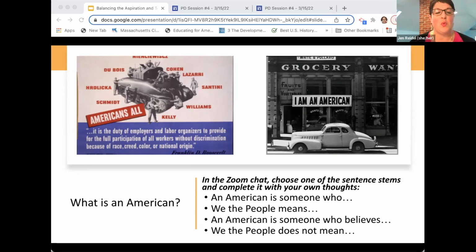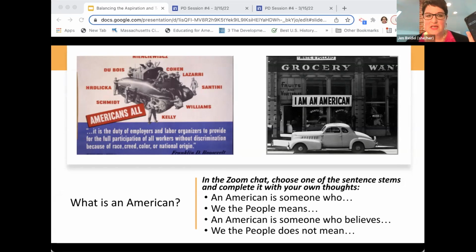But if you could pick one of the starters, or go rogue, do your own. If you would respond to this idea, what is an American? And I gave you some sentence stems to use. I'd love you just to put it in the chat if you feel comfortable. If you don't, and you just want to ruminate at home and write it down somewhere, that's fine too. If you want to tweet about it, do that. Just do right by us.